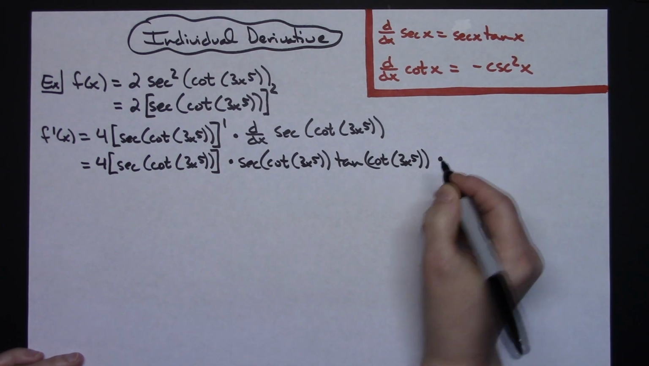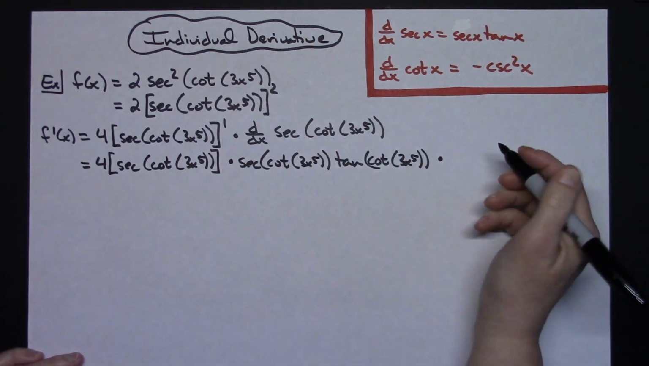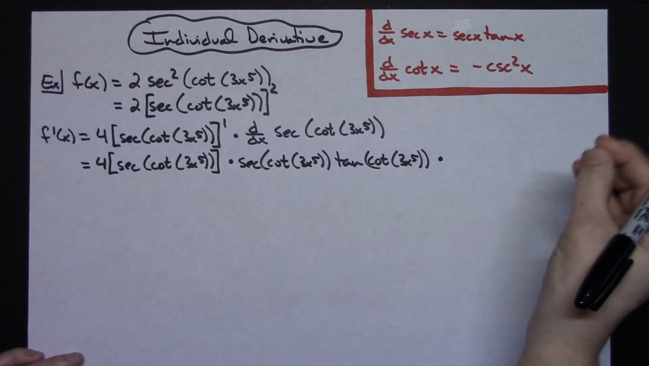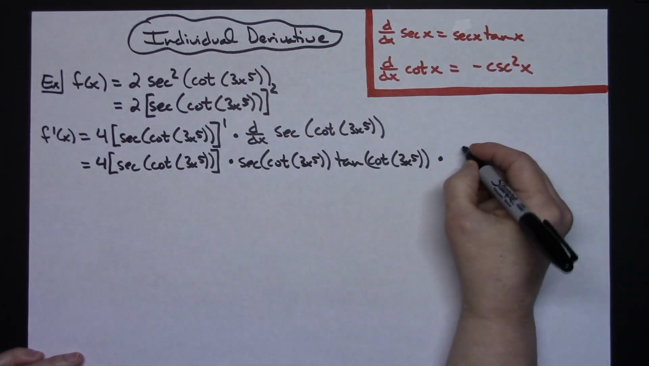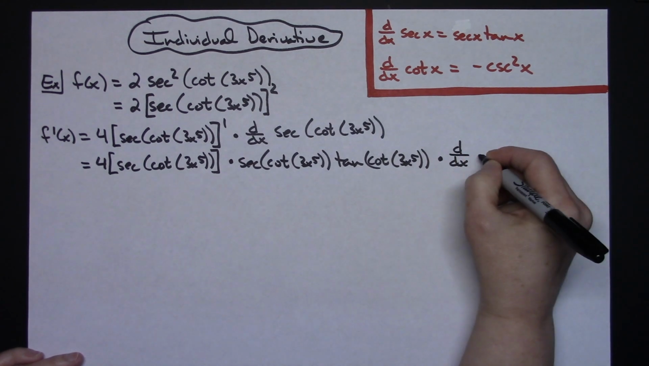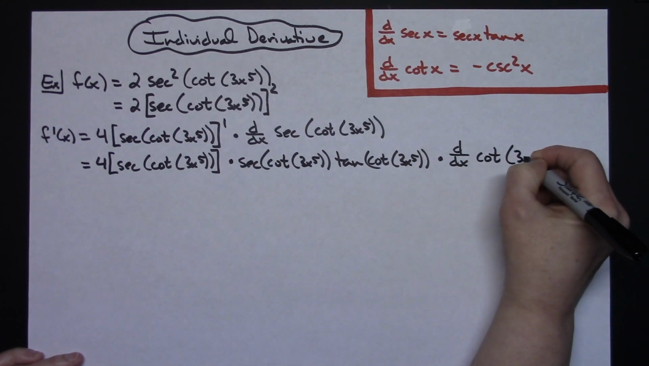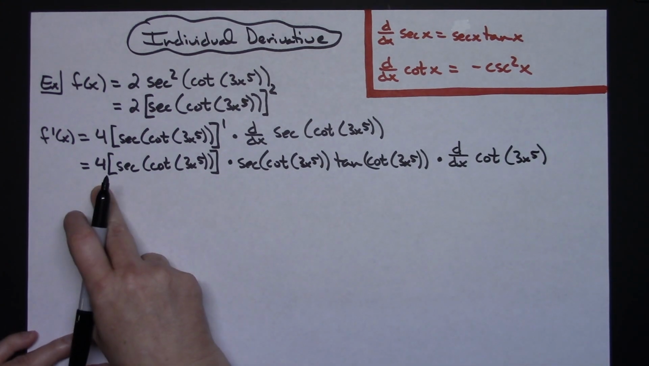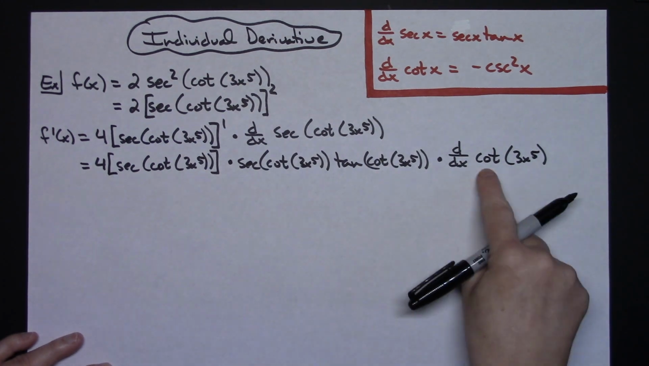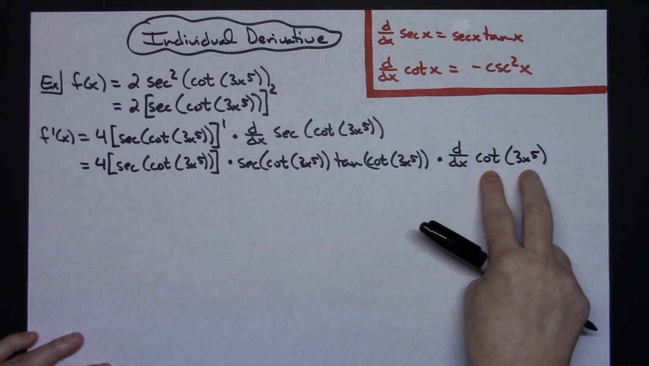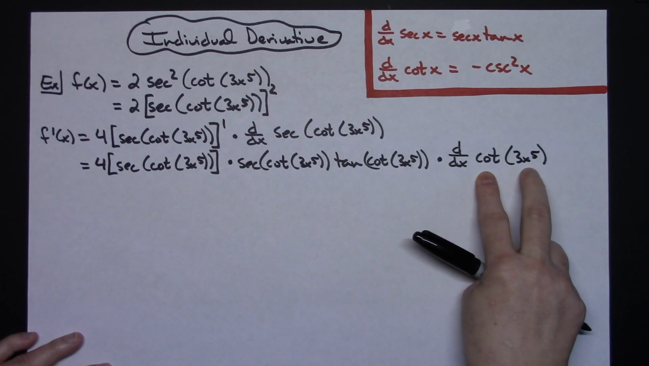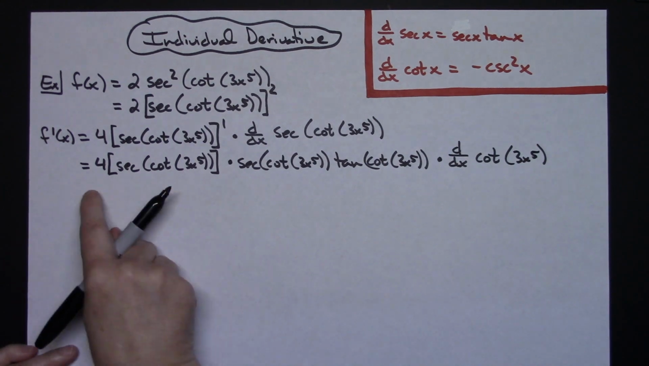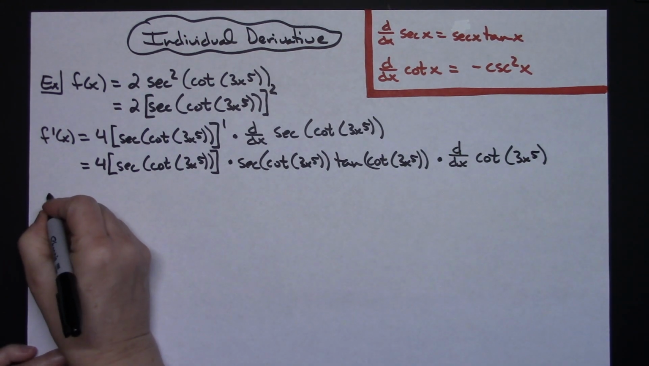Now I left the inside alone on all of those. Cotangent 3x to the 5th, cotangent 3x to the 5th. Now I'm going to multiply by the derivative of the inside, so there's my chain. So ddx of cotangent 3x to the 5th. Now all of this again is going to remain the same, and I'm going to take the derivative here, and again you've got an outside function and an inside function, so I'm going to have one more chain. I probably am going to move this a little bit over to the left because I'm going to run out of room here, so let's come all the way over here.